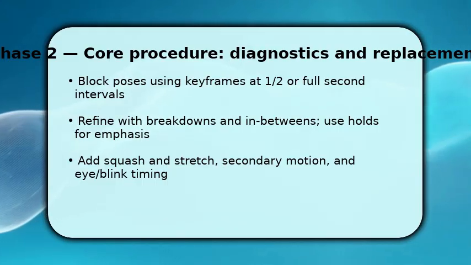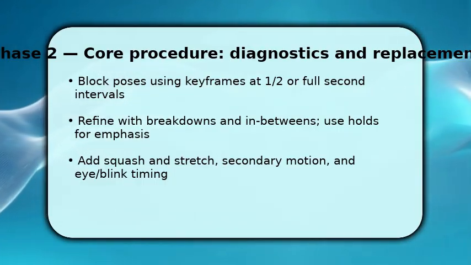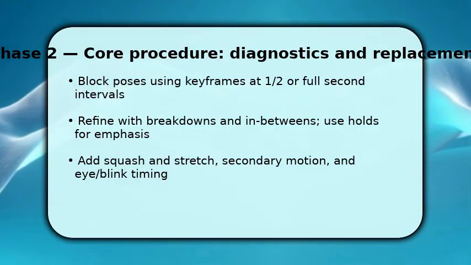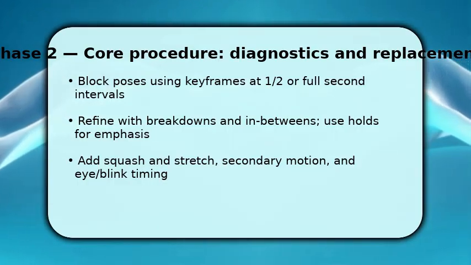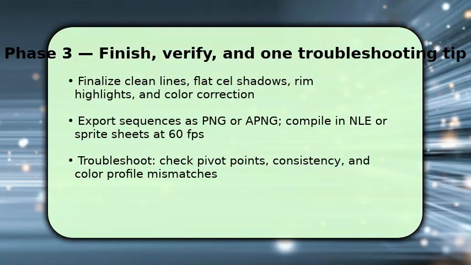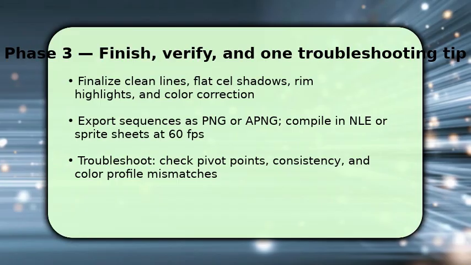Once breakdowns are approved, add secondary animation like tail swings and breathing. Then refine easing, so the motion feels organic and lively. Finish by cleaning line work, locking colors, and adding simple cell shading plus highlights for readability.